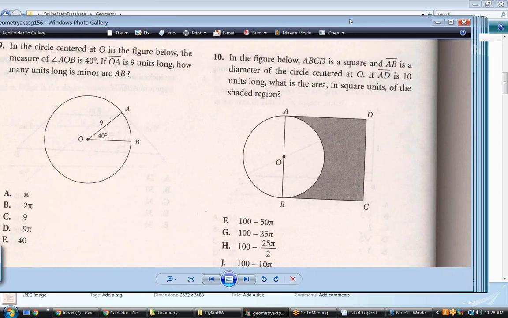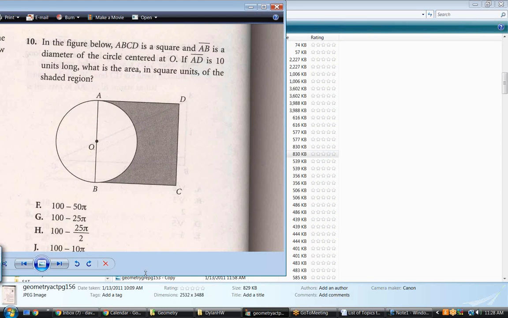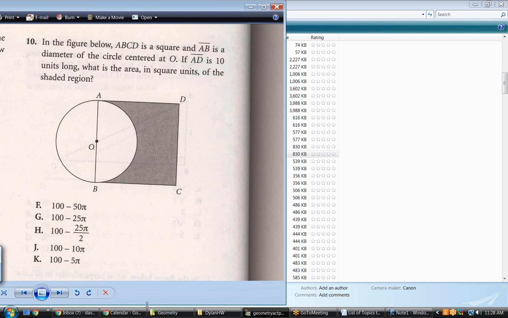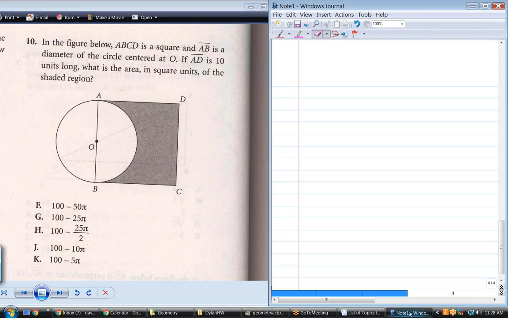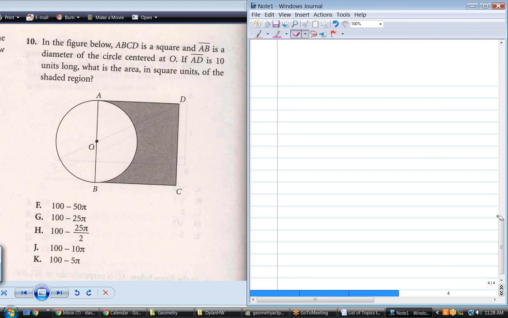We'll do 10. Let me look at it first. I like this problem. It's not probably the kind of problem you've been studying in geometry, but all of these problems incorporate so many good principles that you need to know for your basic geometry that I like them. Let's do them.